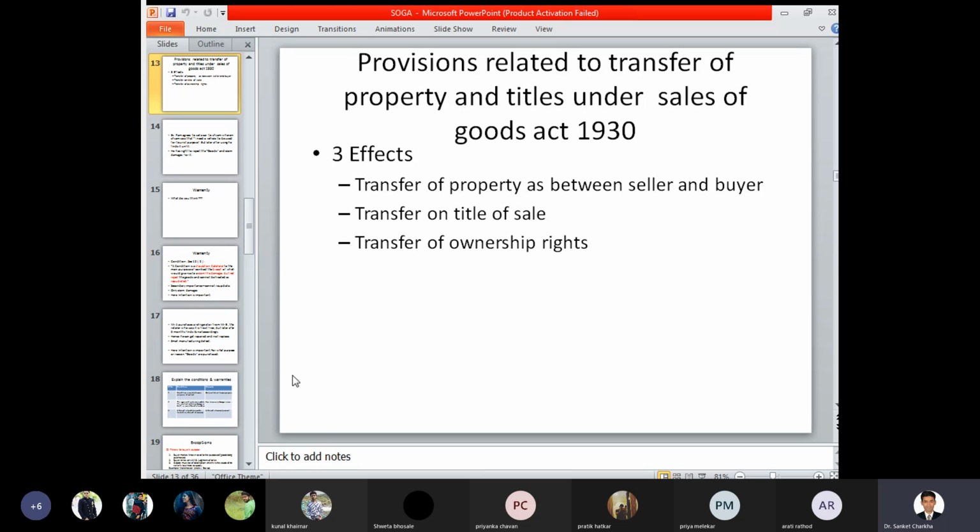Transfer of ownership rights means what rights you have to use that particular product, that is, how you can use that particular product. Now the Sale of Goods Act specifically deals with a certain concern wherein you are actually selling the product.